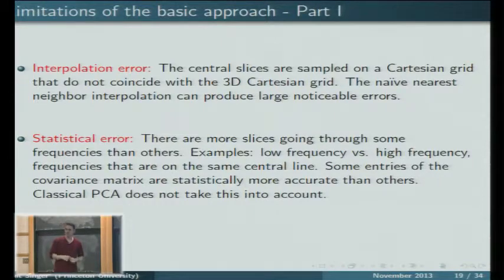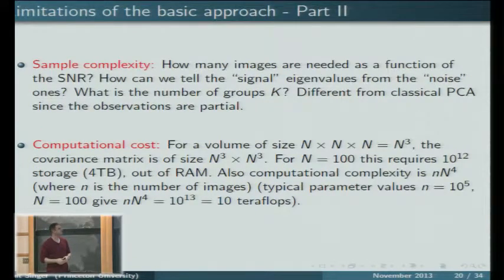You mean two frequencies on a line that goes through the origin? Right. If you have two points that, together with the origin, are on the same radial line, then I can get them to much better accuracy compared to any other covariance matrix element. And if I do PCA, just compute eigenvectors and eigenvalues, it doesn't take this into account at all. Also, if I look at two high frequencies, there are going to be very few planes that go through them, whereas if I take two low frequencies, I can find many more planes. So I have to somehow take this into account.